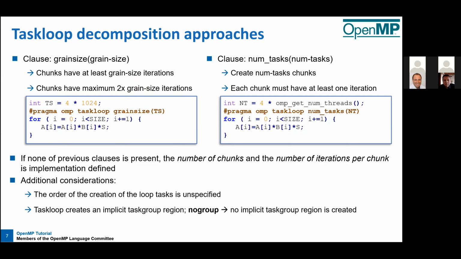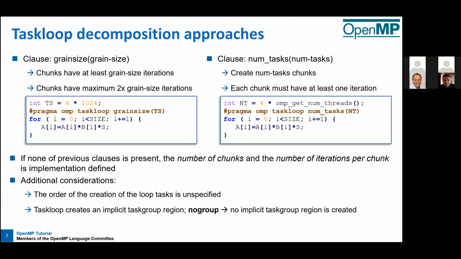The other thing is this needs to be a truly parallel loop, right? So the order of creation of loop tasks is completely unspecified. The OpenMP implementation can look at the loop and say, I'm going to start from the 0th iteration and run upwards, or it can start creating the loop chunks from the end of the loop iteration space or anything in between.